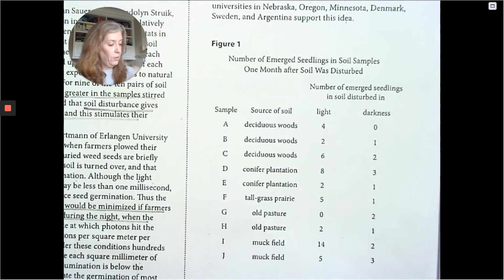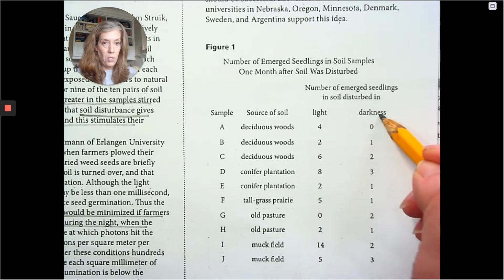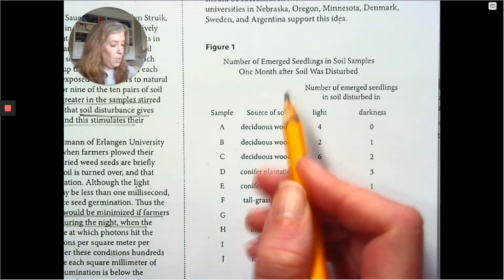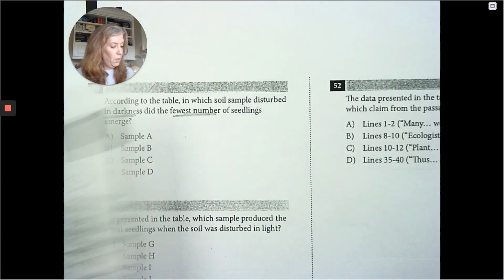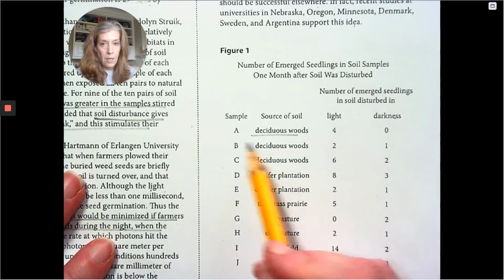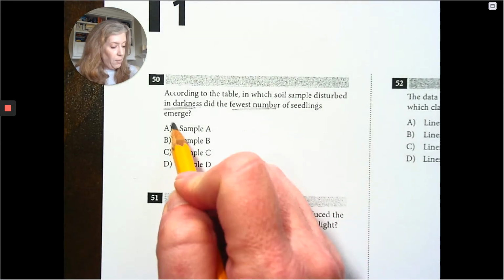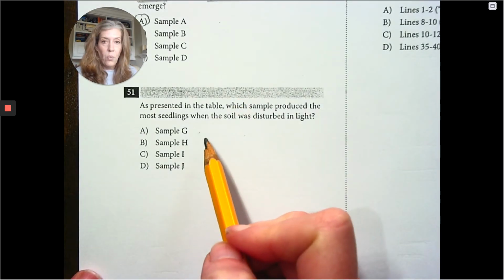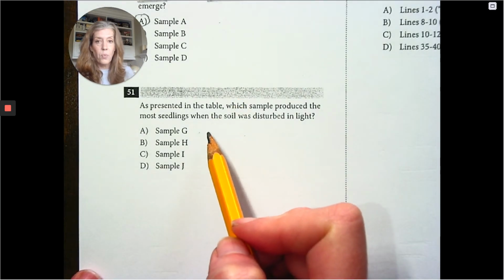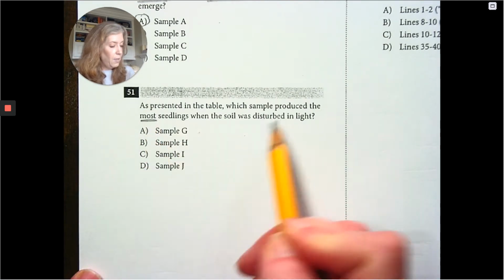Darkness, total number of emerges in darkness. Fewest number is deciduous wood. Is it 0? Oh, I didn't get the answer though. And that's sample A. I'm not going to spend any more time on that one. As presented in the table, which sample produced the most seedlings when the soil was disturbed in light? So most seedlings in light.